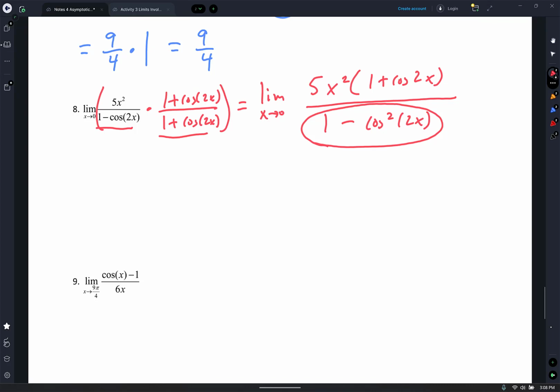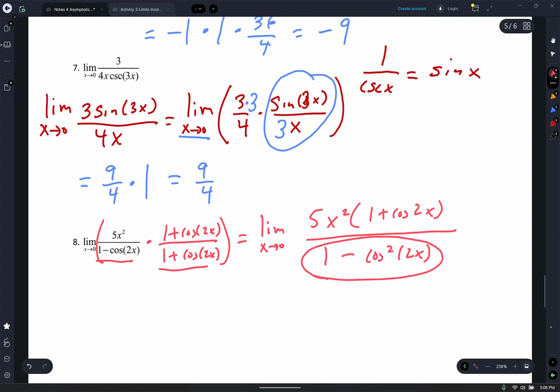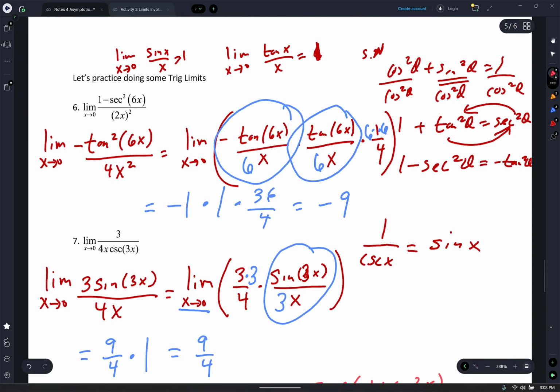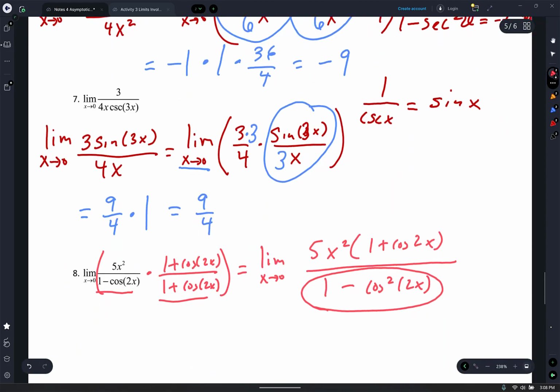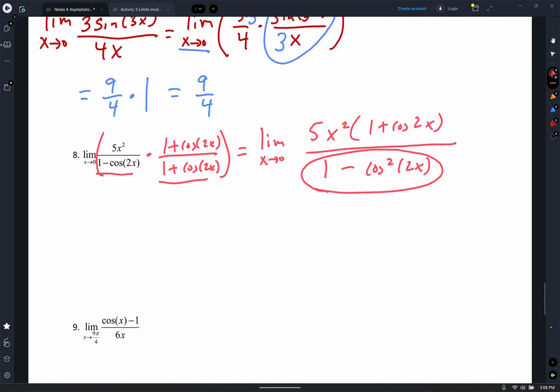Okay. 1 minus cosine squared 2x is the same thing as what? Perfect. I heard someone say it. It's the same thing as sine squared x, guys. That's why we took pre-cal. So here we go. Limit as x approaches 0, and I'm going to write 5x squared, parenthesis 1 plus cosine 2x over sine squared of 2x. You got to keep the same argument. I now have 5x squared, 1 plus cosine 2x over sine squared 2x.